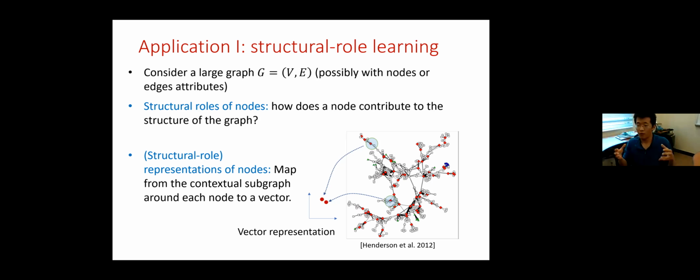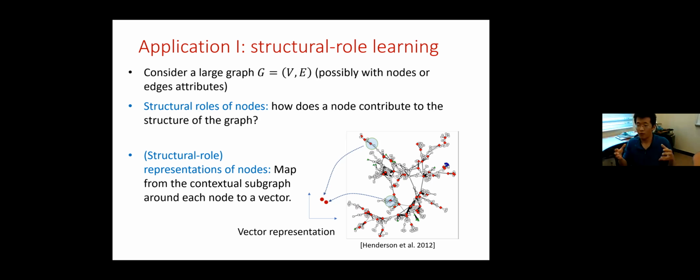So graph representation learning may associate this type of nodes with a similar representation so that we can have the similar type of inference for this node. Okay. And the second type of application of graph representation learning is to make link prediction.